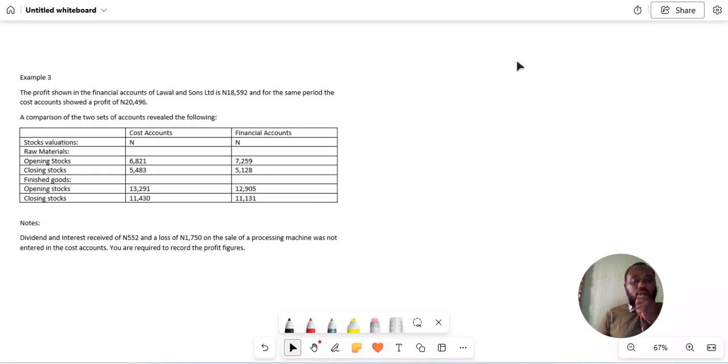So this class is just a continuation of our previous class on interlocking accounts. We're going to look at a question, as we can see on my screen here, and see how we can solve it. The question states that the profit shown in the financial account of Lawal and Sons Limited is 18,592 naira, and for the same period, the cost account showed a profit of 20,496. A comparison of the two accounts reveals the following stock valuation.